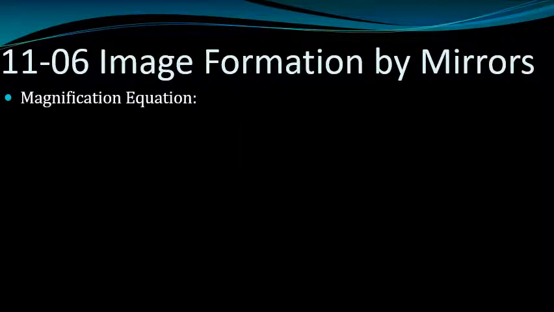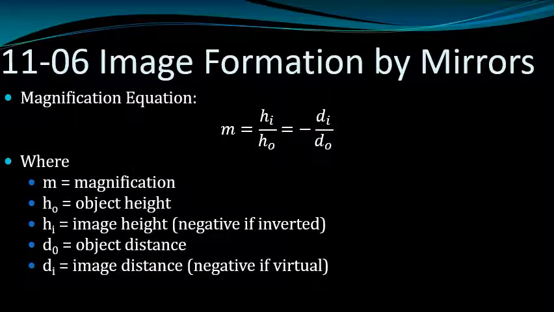We also have the magnification equation. Again, it's the same as it was with lenses. M is magnification. HI is your image height. HO is your object height. Image height will be negative if it is upside down. DO is the object distance. DI is the image distance. Again, it'll be negative if it is virtual.